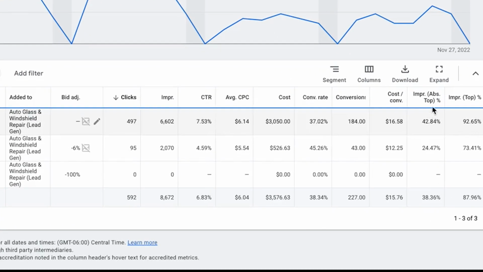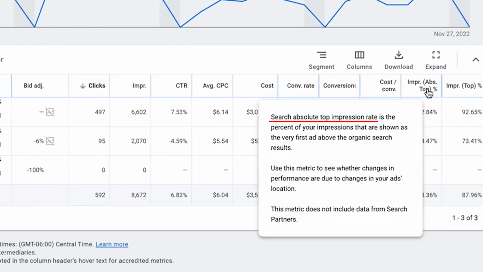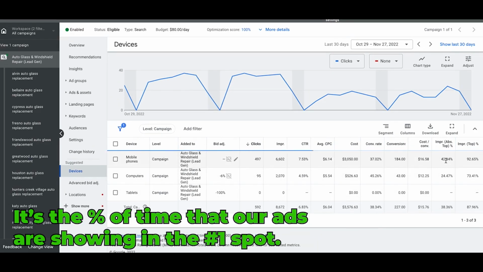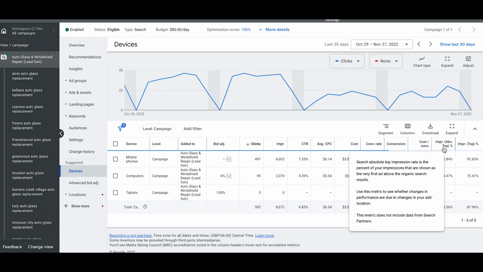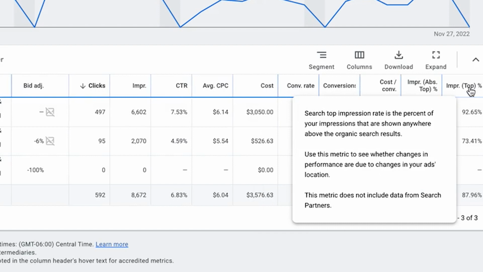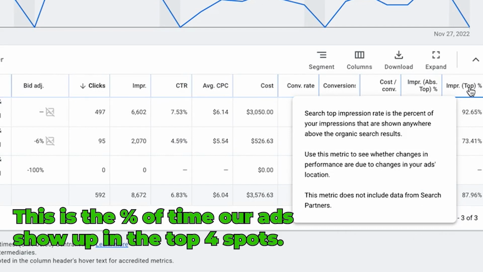So impression share absolute top is the same thing as search impression share, except this is the absolute top. So this is the #1 position in Google ad search results. That's the percentage of time that our ads are showing in the #1 spot. All right, so that's impression share absolute top. Impression share top is the same thing as that, except this is not the #1 position. It's any one of the top 4 spots at the top of Google search results.